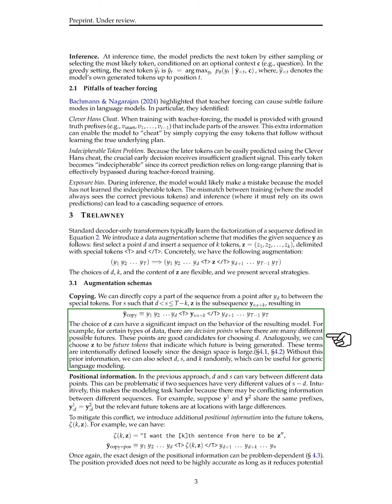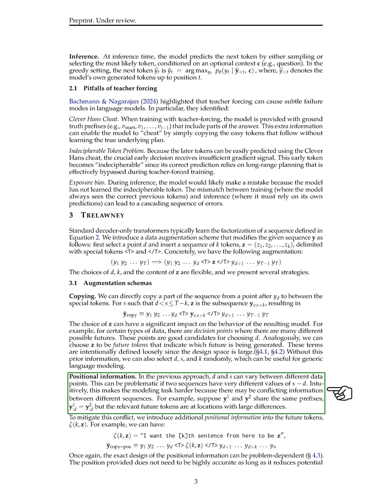For instance, certain data types have decision points with multiple possible outcomes, making them ideal for selecting D. We can also choose Z to represent future tokens that indicate which outcome is being generated. These definitions are intentionally broad due to the vast design space. Alternatively, we can randomly select D, S, and K, which can be beneficial for general language modeling.